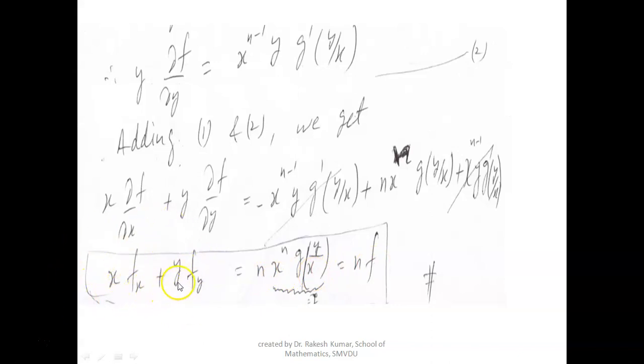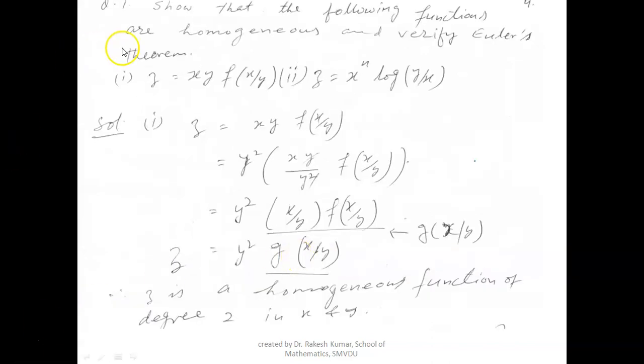x into fx plus y into fy is equal to n times f, where fx and fy are nothing but del x of f and del y of f respectively, first order partial derivatives of f with respect to x and y. Yes, coming to questions based on Euler's theorem: show that the following functions are homogeneous and verify Euler's theorem. So these are the two functions.